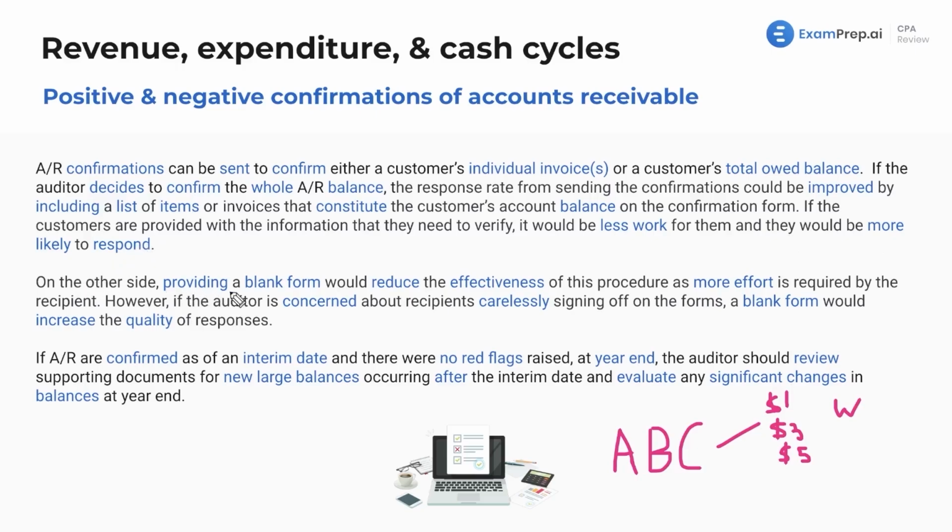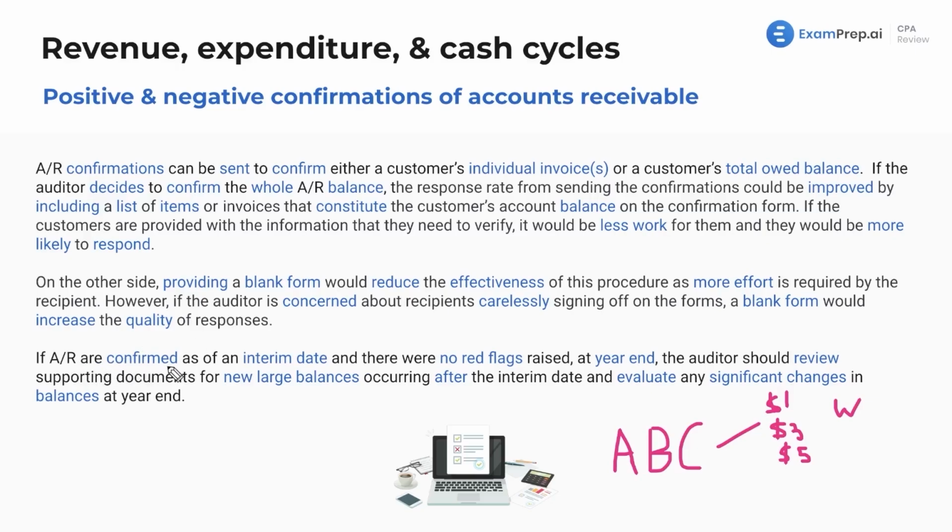On the other side, providing a blank form, as we mentioned before, would reduce the effectiveness of this procedure as more effort is required by the recipient. However, if the auditor is concerned about recipients carelessly signing off on the forms, so if Walmart's employees are just like, all right, I don't really care about this audit, it's their audit, it has no bearing on us, just check it, cool, send it back, a blank form would increase the quality of responses.